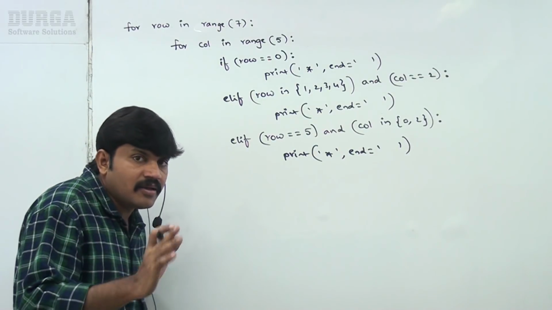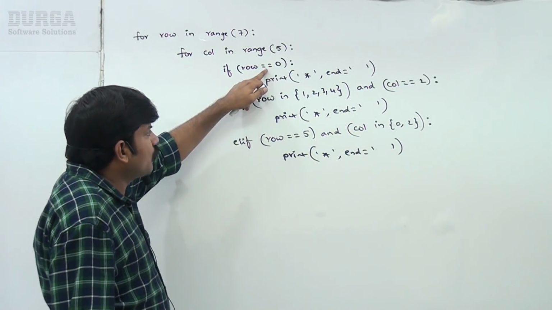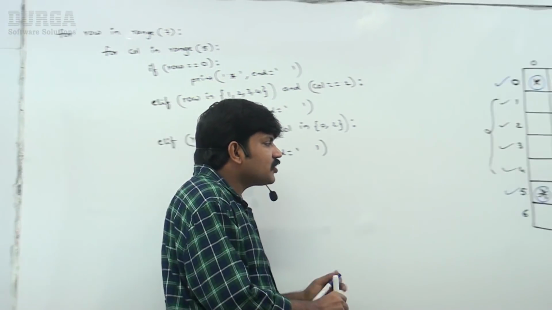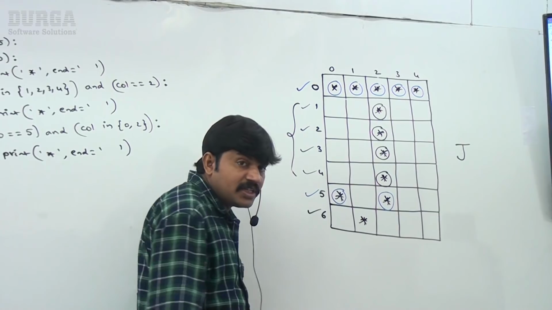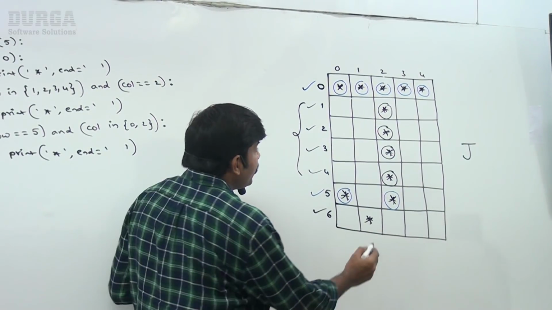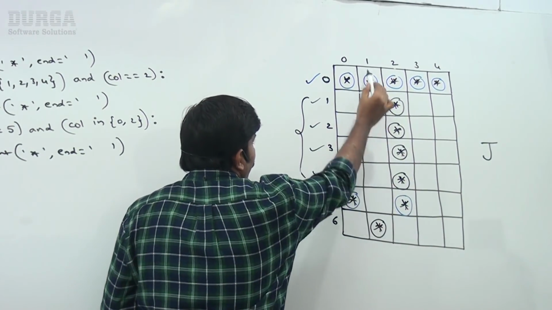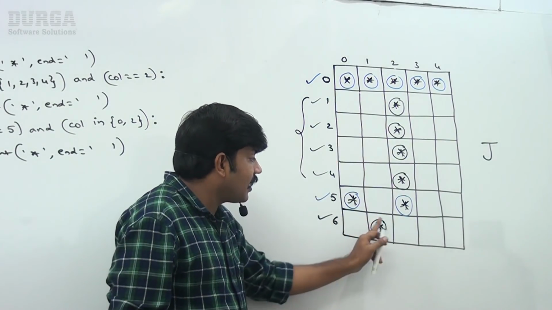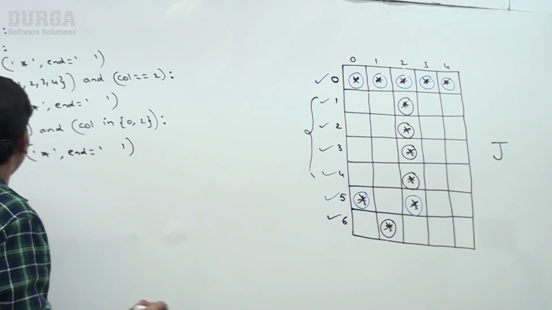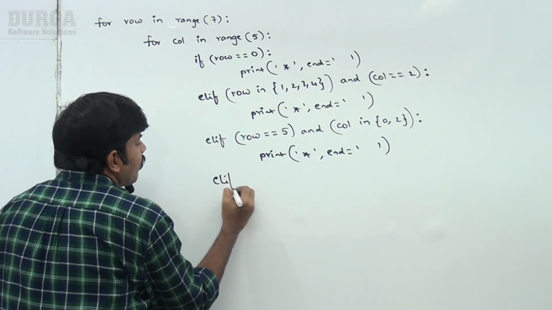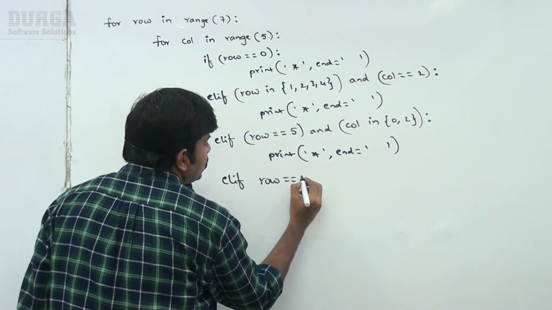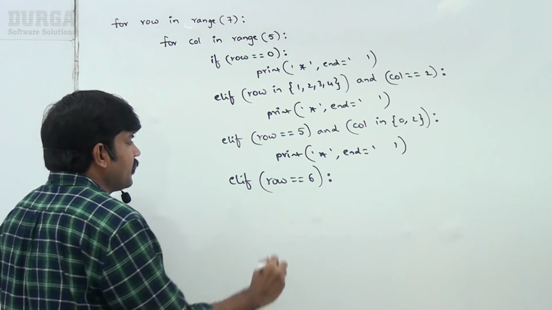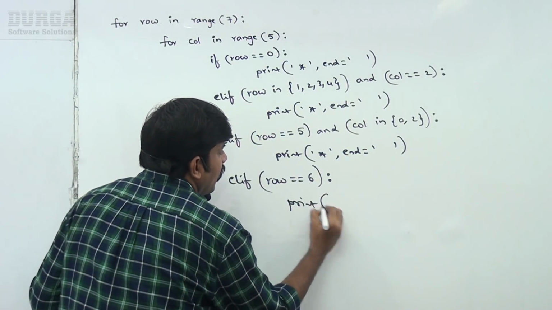Now rows 1, 2, 3, 4, 5 are almost completed. Last row, the 6th row, how many star symbols are there? Only one star. Where is it available? In the 1st column position, it is available. That's why I'm taking elif row is equal to 6. I'm taking 6. Print a star symbol.